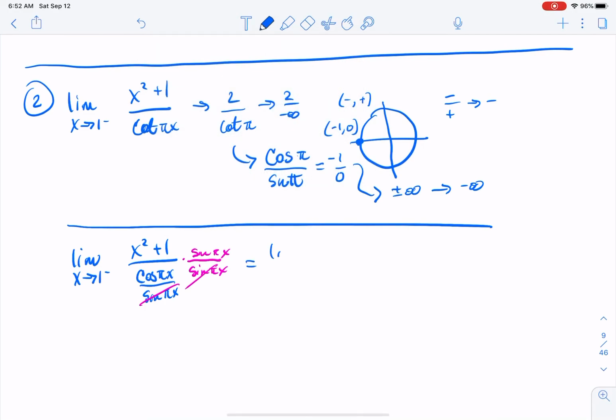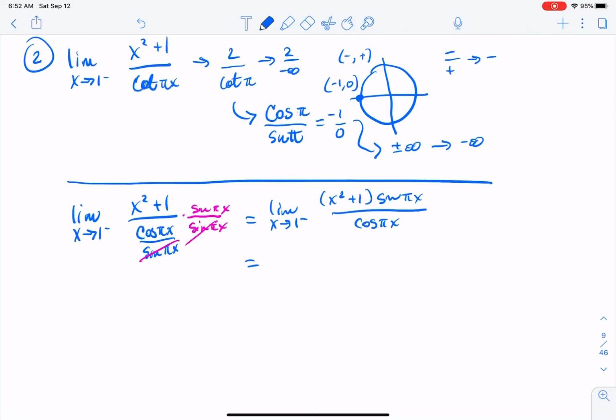Now, with enough practice with those complex fractions, you could have probably just gone, oh yeah, that one that's on the bottom, it's just going to shoot up to the top, and I'm done. Okay, so I have the product x squared plus 1 times sine of pi x over cosine pi x, and then just do a direct substitution here. It doesn't matter that it's 1 from the left, you still directly substitute in a 1.